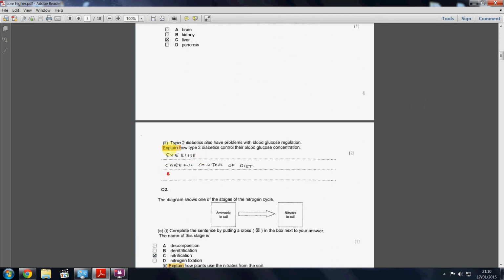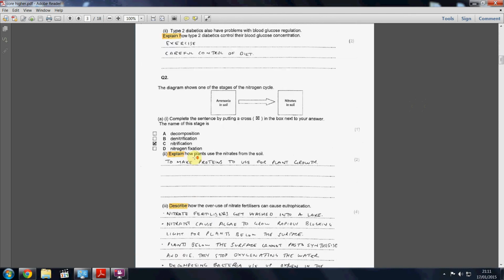Okay, part 2. This is a question that loads of students got wrong on this paper. Type 2 diabetics, those are the people who've got diabetes more as a result of their lifestyle choices rather than the fact that they were born with type 1 diabetes. And type 2 diabetics control their blood glucose concentration through exercise and controlling what they eat, particularly how much sugar they consume. You won't get any marks on this one, unfortunately, if you've said insulin injections or insulin tablets or anything similar. That concludes question 1.